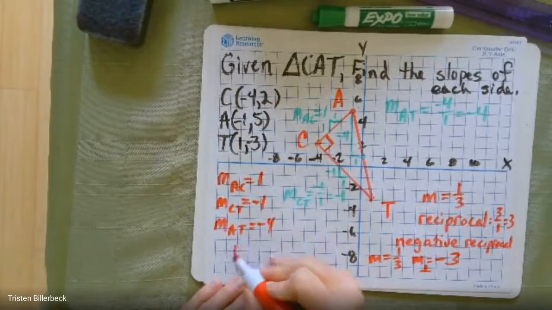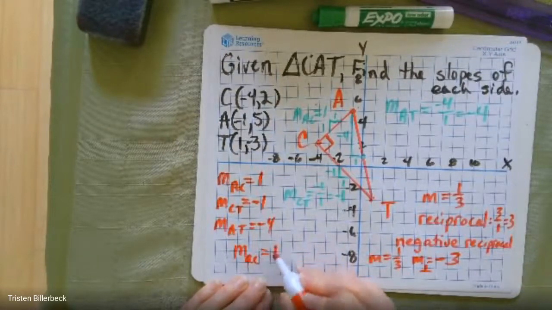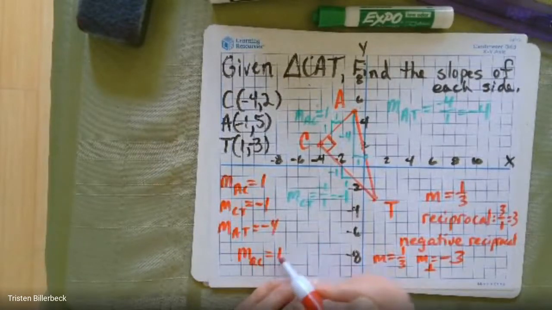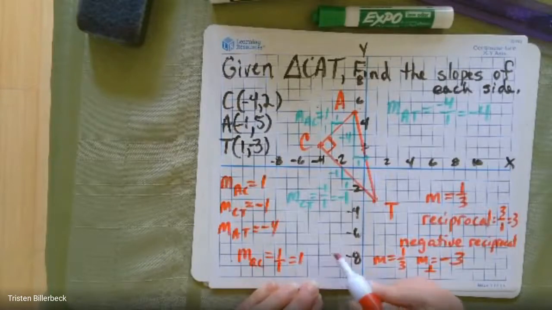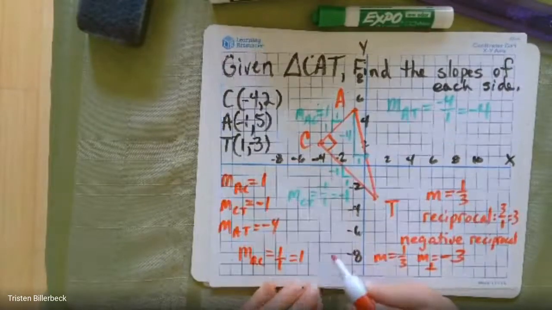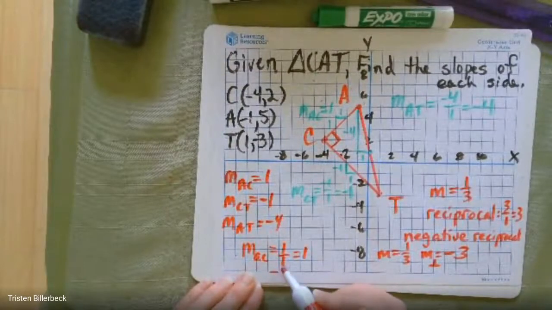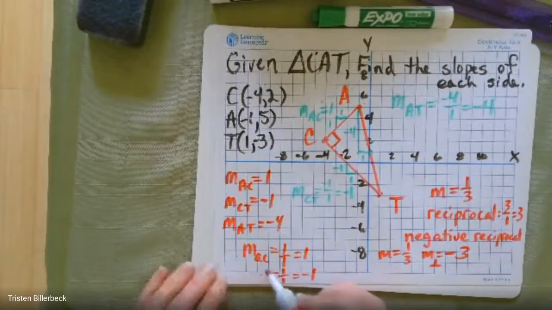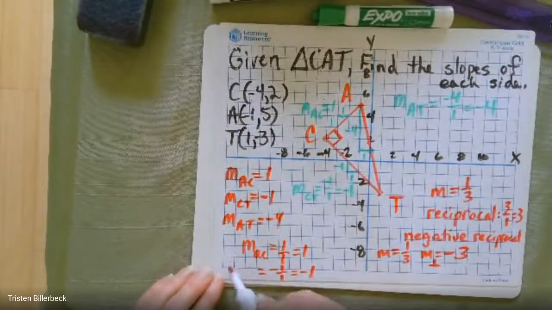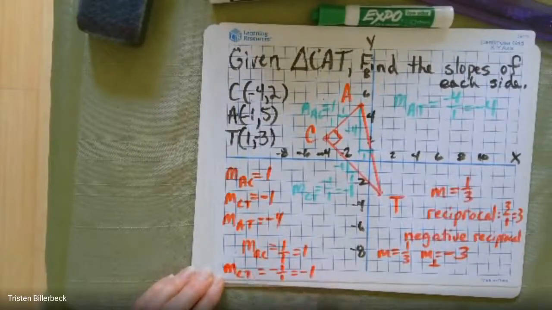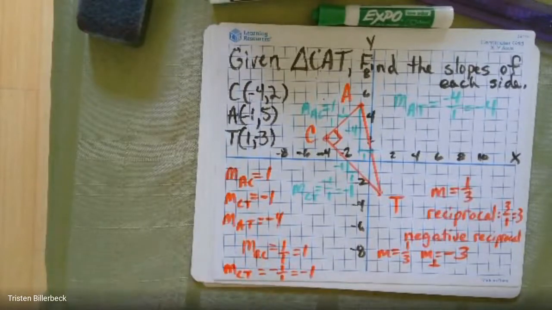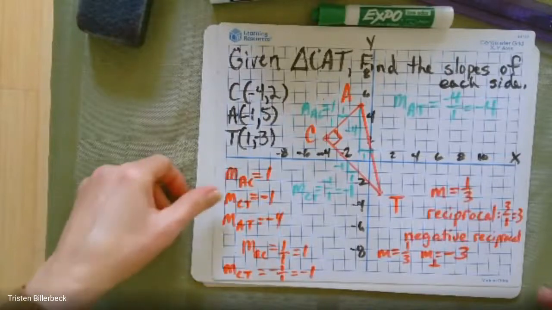So if I have MAC equals 1, its reciprocal, it's the same thing as 1 over 1 equals 1. So its negative reciprocal is just -1 over 1, which is -1. And that happens to be the slope of CT. So you can learn a lot by knowing the slope of a line and another line, and you can see that there's a right angle if one has a negative reciprocal slope of another line. So that was kind of cool.